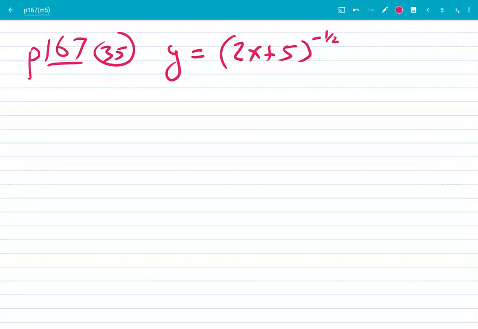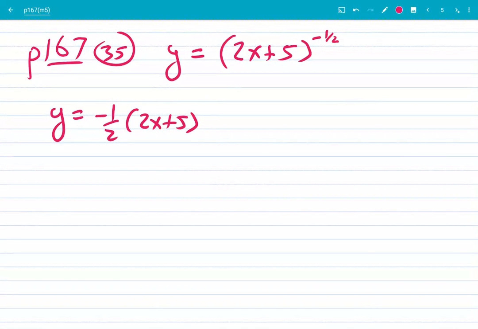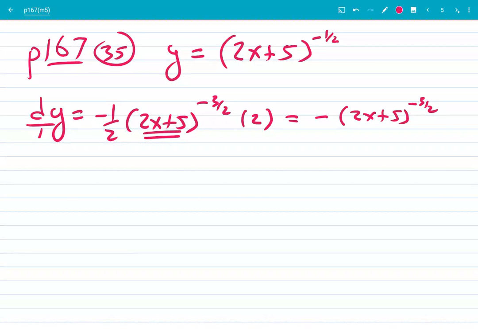Okay, so how do you take the derivative of stuff to the negative 1/2? Think of it as a power rule. You get negative 1/2 stuff. Now take 1 away from negative 1/2 to get negative 3/2, times the derivative of this stuff with respect to x. That's going to be derivative of 2x is 2, derivative of 5 is 0. That's it. So the 2's cancel, and you get negative quantity (2x plus 5) to the negative 3/2. And you can write this in radical form if you want, but you don't have to. And so that's dy/dx.